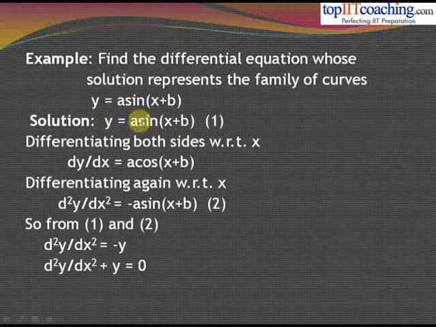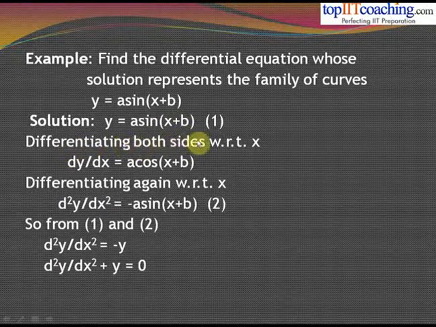Here we see that a and b are two unknown constants, so we need to eliminate these two unknowns. What we do is we differentiate both sides with respect to x. Thus dy by dx would be equal to a times cos of x plus b, as the differential coefficient of sine of x plus b is cos of x plus b. Again we differentiate with respect to x. So d square y by dx square would be equal to minus a into sine of x plus b. Let us name this as equation number 2.